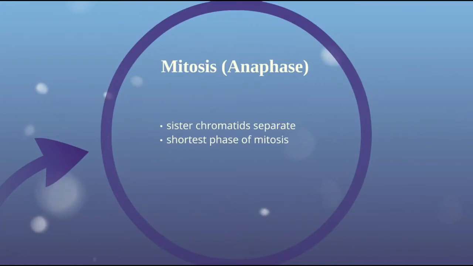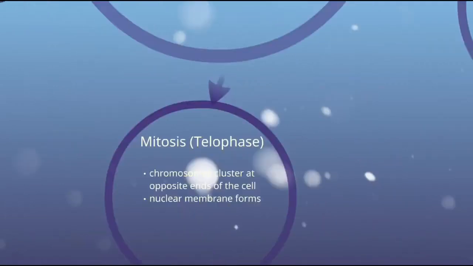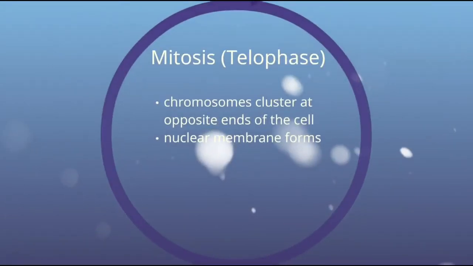Next up, we have mitosis anaphase. Sister chromatids separate as spindle fibers pull them apart. This is the shortest phase of mitosis. Lastly, we have mitosis telophase. This is where chromosomes cluster at opposite ends of the cell. The nuclear membrane reforms. Supercoiled chromosomes unravel and become visible again, and spindle fibers may still be visible.